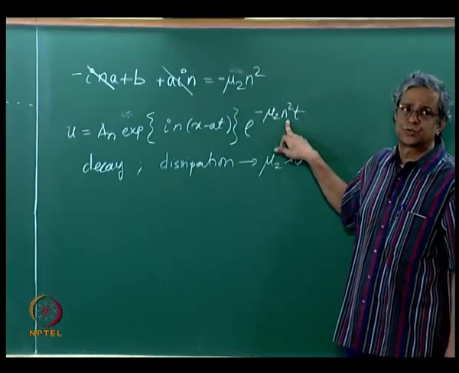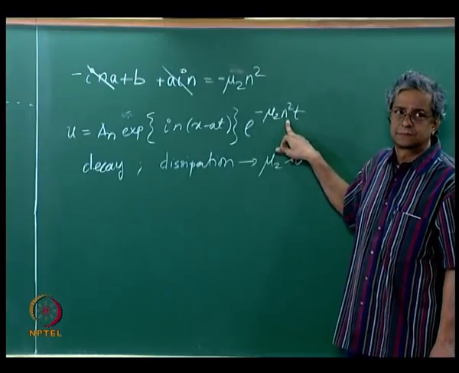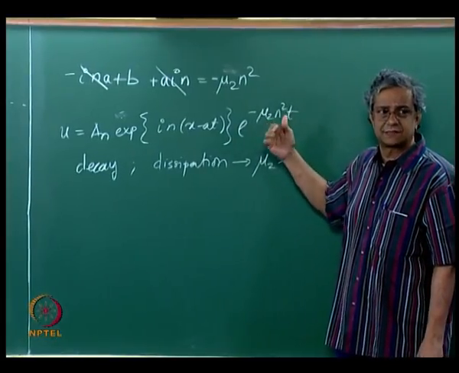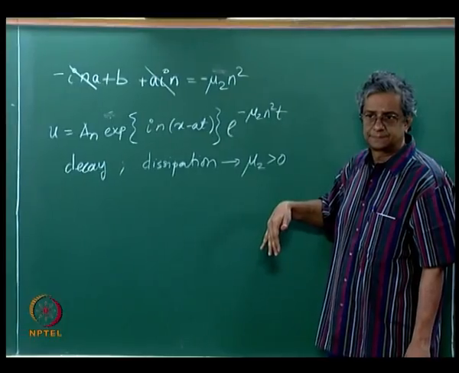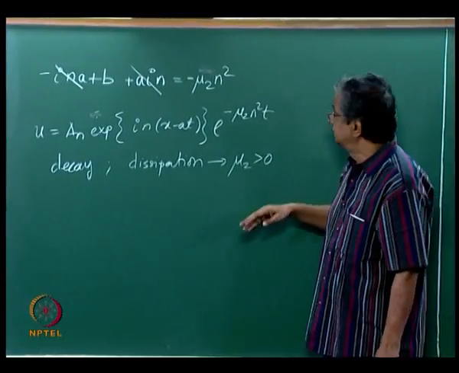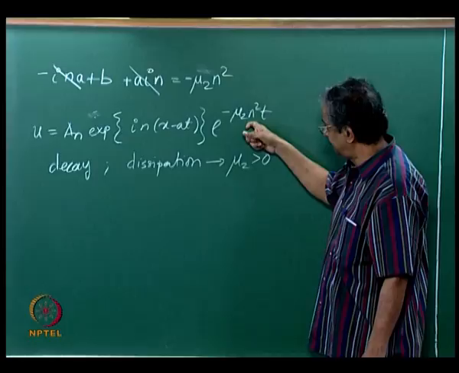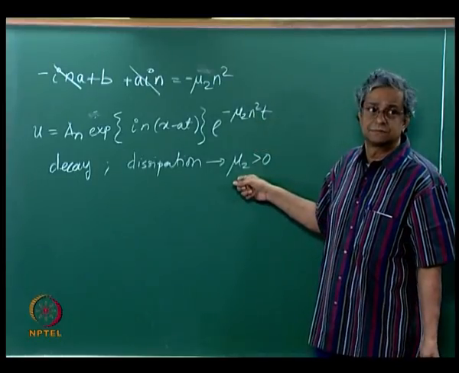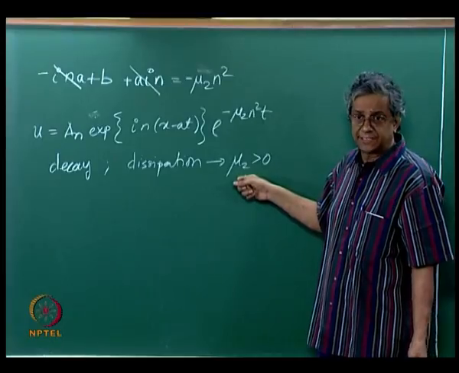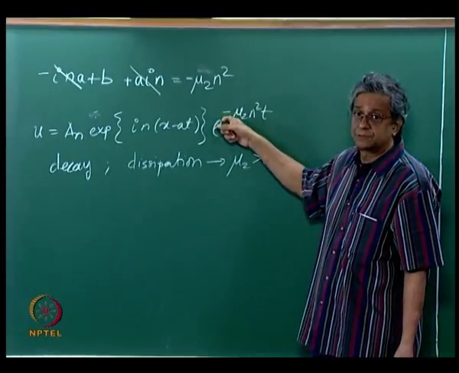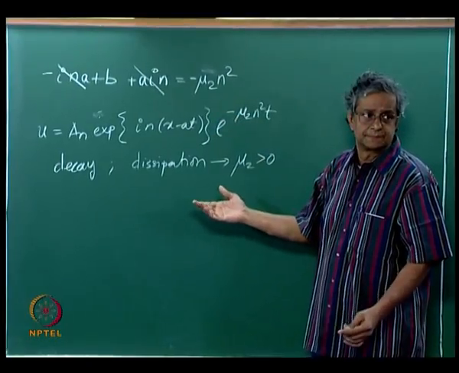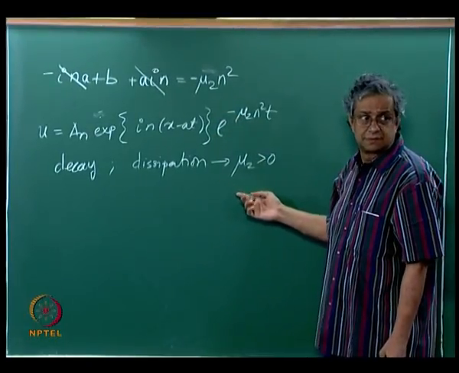It does not just decay, there is an n squared term here. So it basically says that higher frequencies decay faster than lower frequencies. So higher frequencies will decay faster than lower frequencies. If mu2 is negative, the exponent here is positive, the solution will diverge, fine, is that okay?